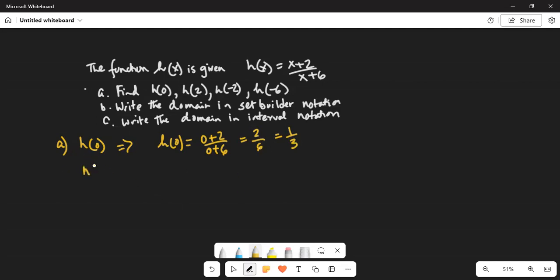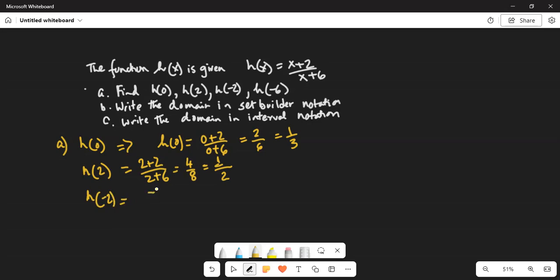Then they said h of 2 is equal to 2 plus 2 divided by 2 plus 6, or 4 over 8. Okay, so 4 goes into itself one time and 4 goes into 8 two times. Okay, so it's half.